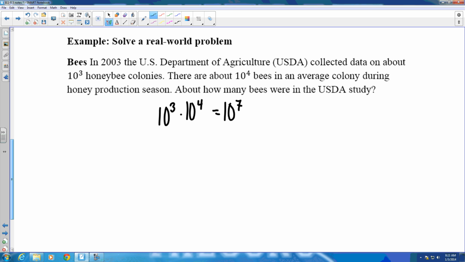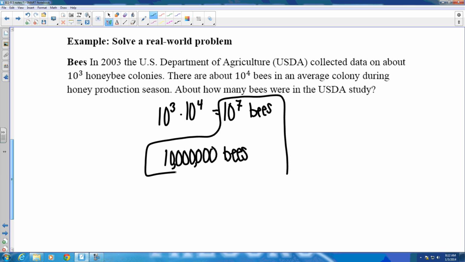And with 10 as your base, it's easy to multiply out and figure out how big your number is, because that's how many zeros there are, whatever the exponent is. So 1, 2, 3, 4, 5, 6, 7 bees. You can leave it either way, either as an exponent or multiply it out using the zeros. And that was all in section 1.